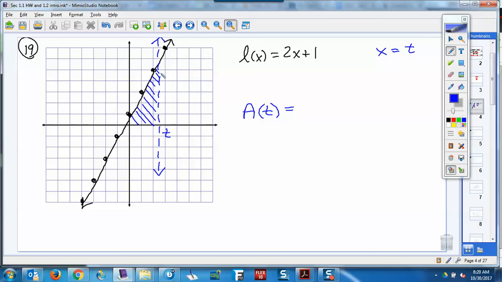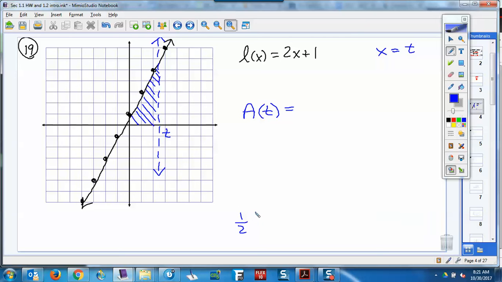T is the input. So if I move t to a new spot, I get a new area. Move t to another spot, I get a different area, right? And how many areas would correspond with any one t value? Only one. That's why it's a function. You move t to a new spot, you get an area associated with that new spot. So the position of this vertical line is your input, and the area that's generated is your output. So yeah, the line L is a function also, but this is a function using t. So all we need is the area of that.